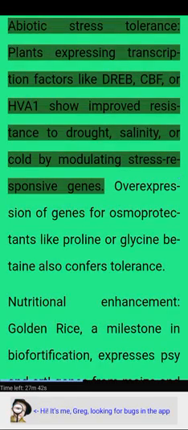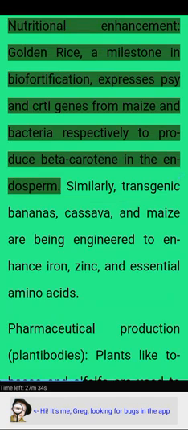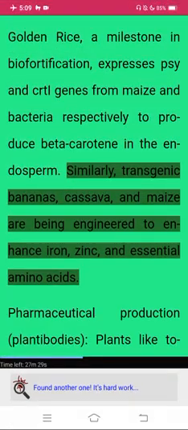Abiotic stress tolerance. Plants expressing transcription factors like DREB, CBF, or HBA1 show improved resistance to drought, salinity, or cold by modulating stress-responsive genes. Overexpression of genes for osmoprotectants like proline or glycine betaine also confers tolerance. Nutritional enhancement. Golden rice, a milestone in biofortification, expresses psy and crtI genes from maize and bacteria respectively to produce beta-carotene in the endosperm. Similarly, transgenic bananas, cassava, and maize are being engineered to enhance iron, zinc, and essential amino acids.